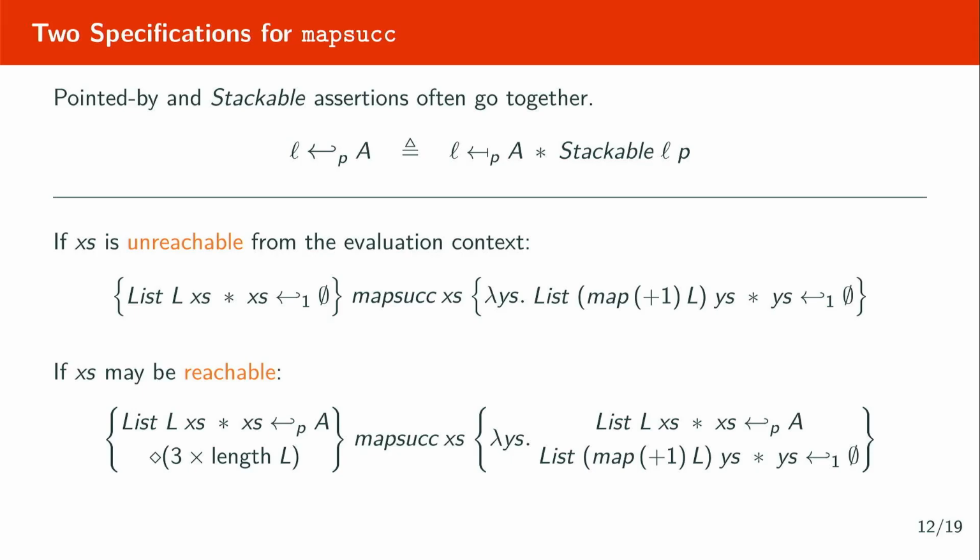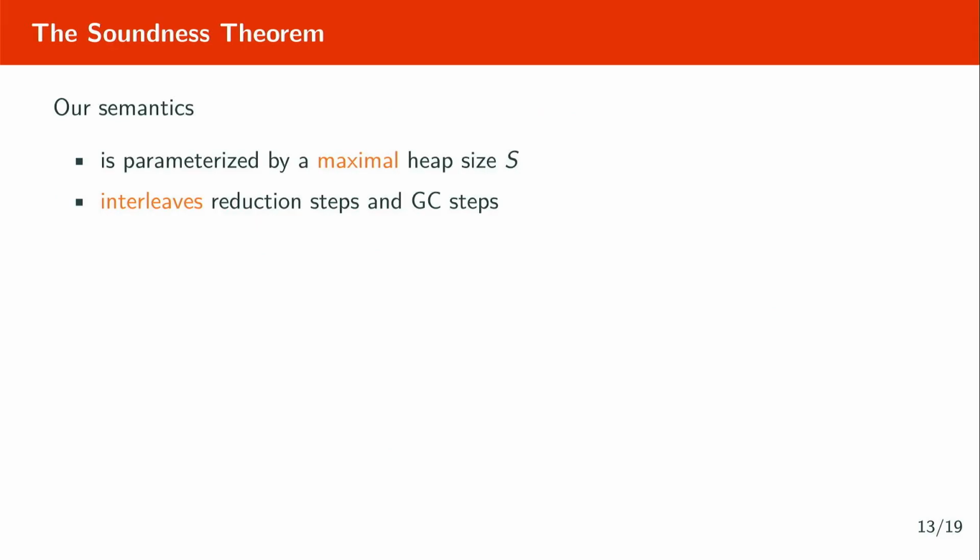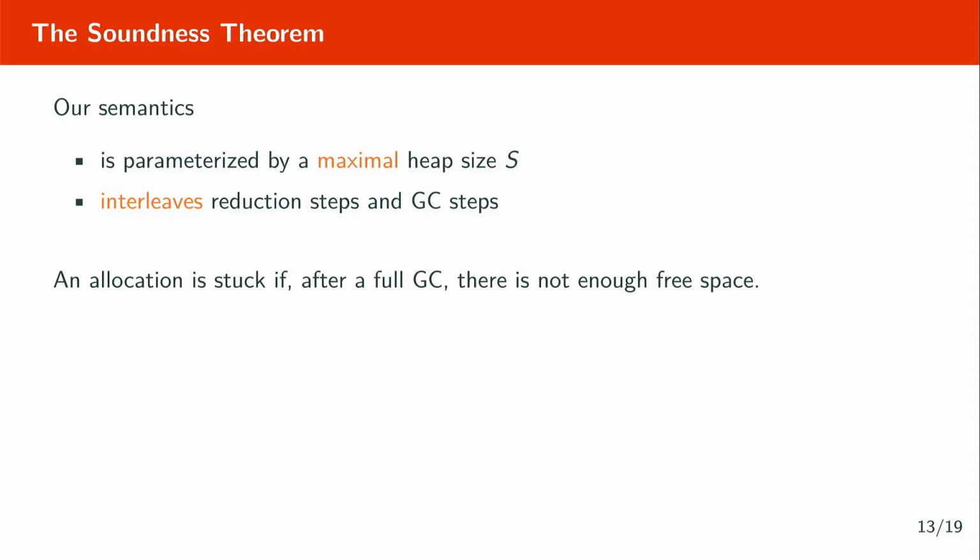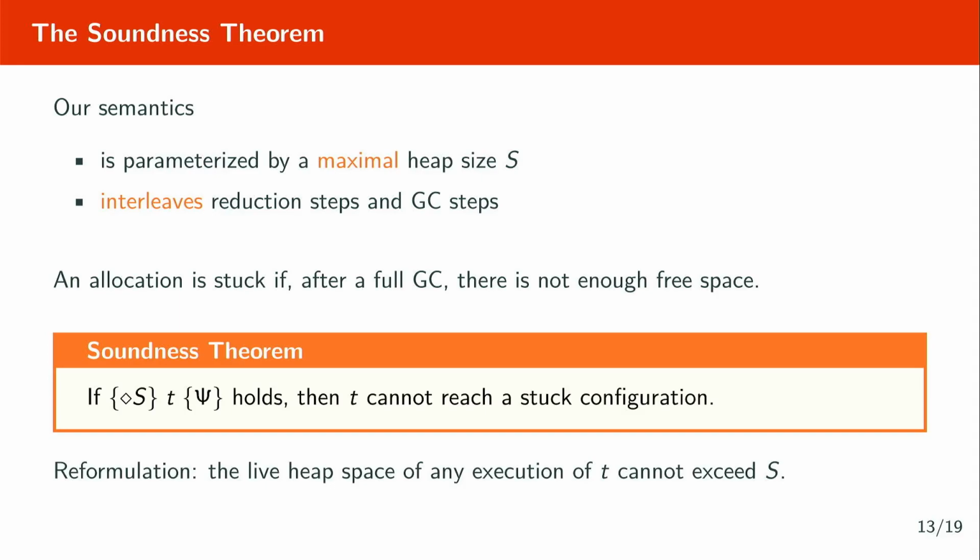Okay, but now take a step back. What are we proving with this logic? Of course, you are all waiting for it, the Soundness Theorem. Our semantics is parameterized by a maximal heap size, capital S, and it interleaves reduction steps and GC steps. Crucially, an allocation is stuck if, after a full GC, there is not enough free space. The Soundness theorem of this logic asserts that if we're able to verify a program T under the precondition of capital S space credits, then T cannot reach a stuck configuration. We can reformulate this theorem by saying that the live heap space of any execution of T cannot exceed the maximal heap size.